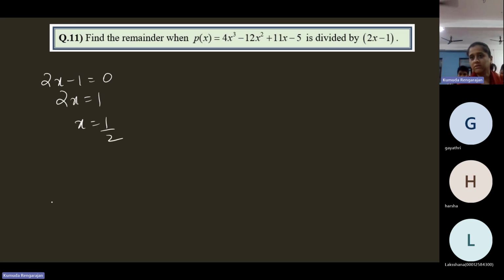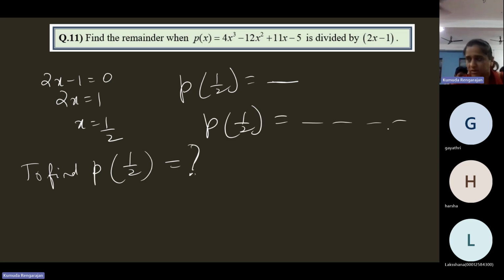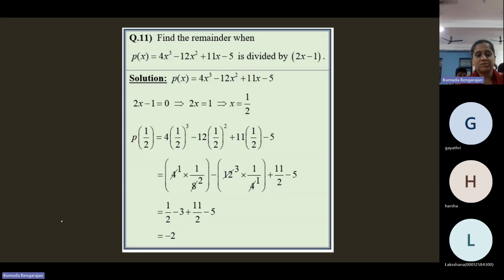To find the remainder, you need to find the value of the polynomial at x is equal to half. So you must find p of 1 by 2. You cannot write p of 1 by 2 is equal to something, because you have to find this remainder. If you know the remainder, you will write p of 1 by 2 is equal to the remainder. Here we have to find the remainder, so you must work out p of 1 by 2 and find it. Right? So see how it's presented.